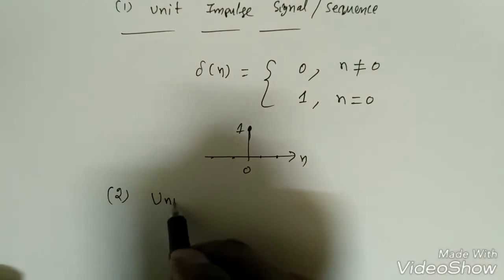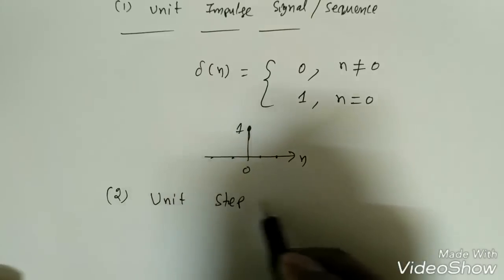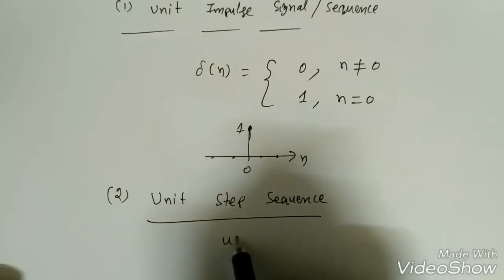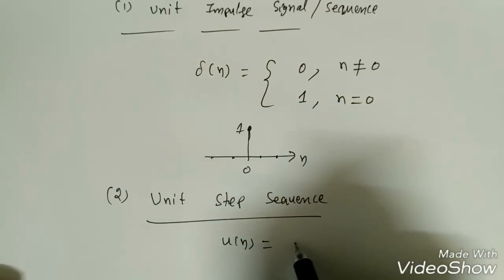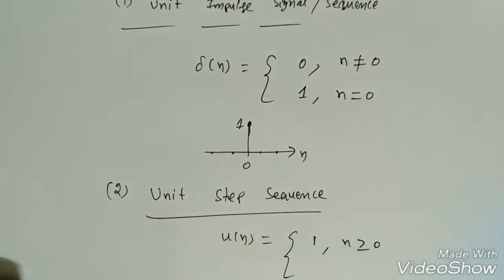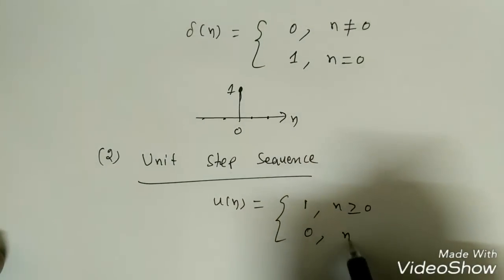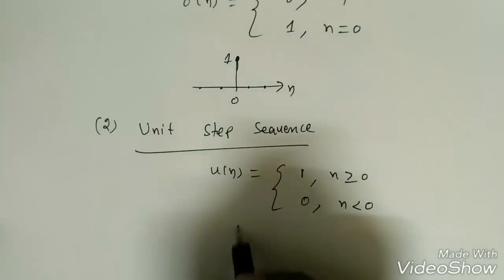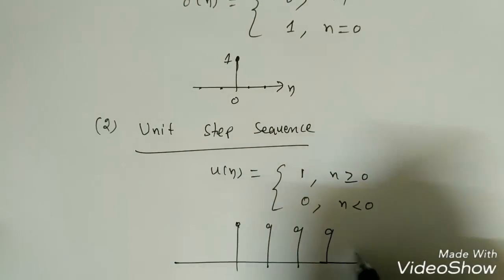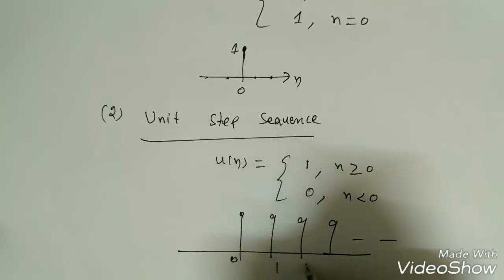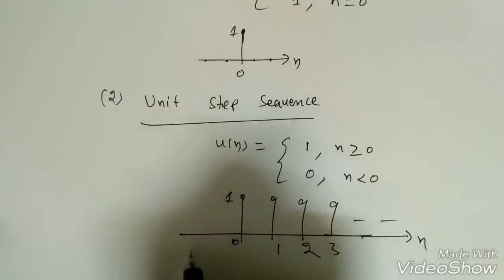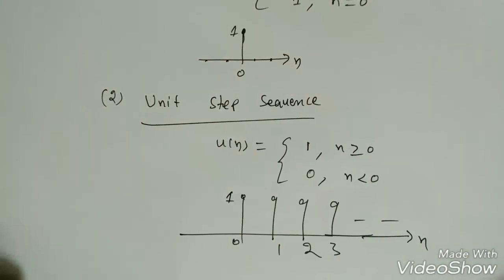Similarly, the unit step sequence, that is u of n, is equal to 1 when n is greater than or equal to 0, and 0 when n is less than 0. So something like this, right? It continues 0, 1, 2, 3, etc., n, and this is 1. When n is less than 0, we'll get 0.